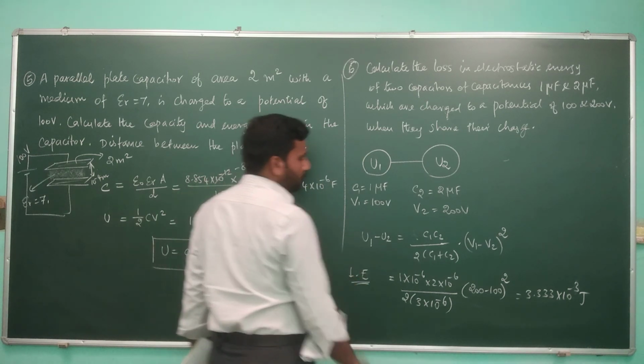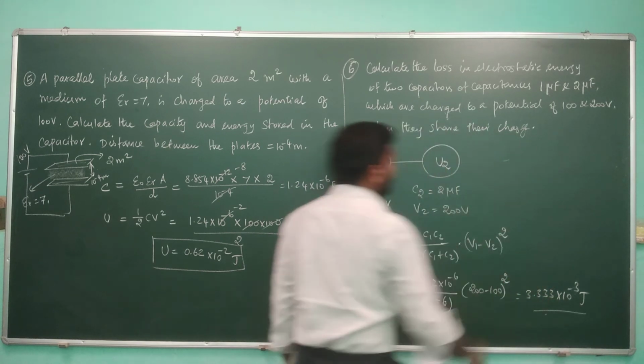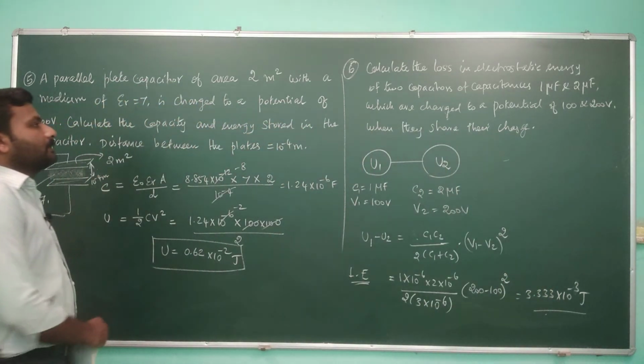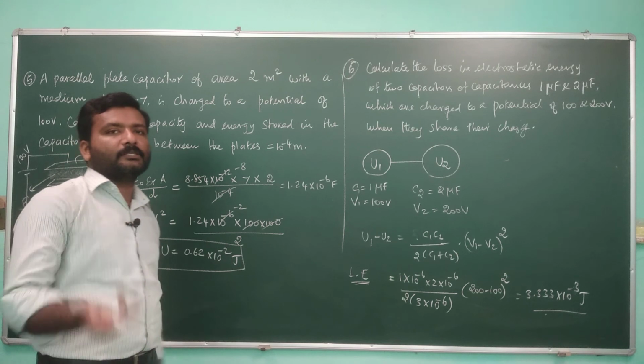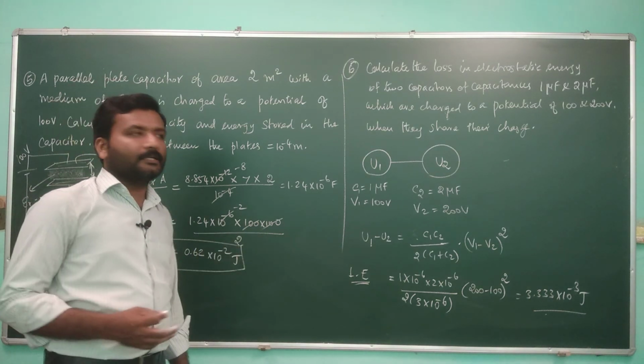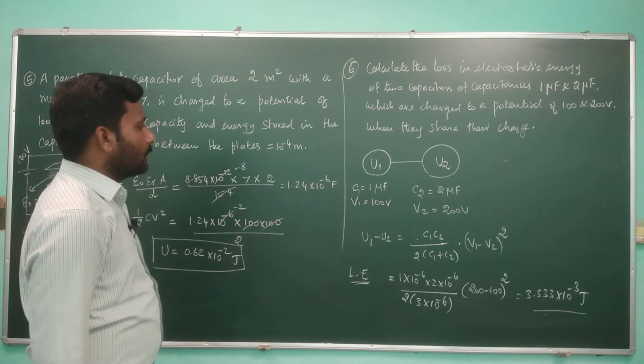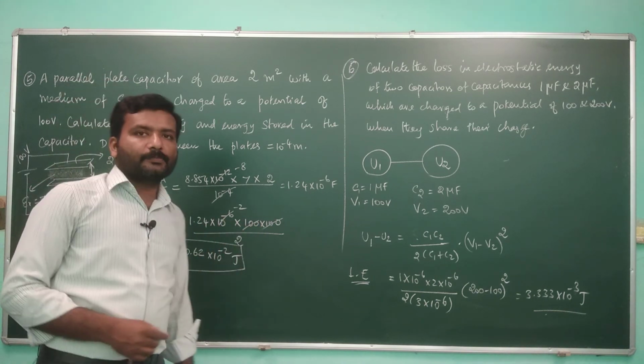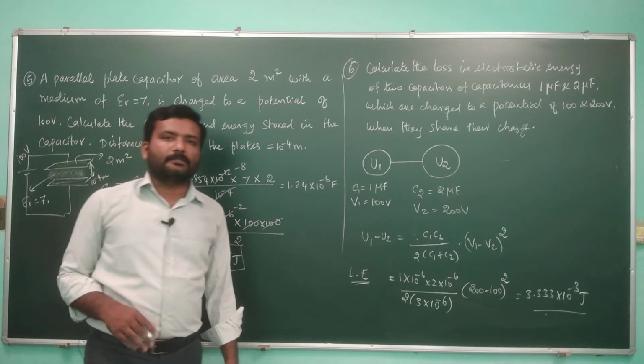That is the loss of energy. In this way, you have to read the question and understand what is asked. You picturize the problem. Then you try to apply the relevant equation, what is given, what is to be asked, how to rewrite the equation. Then you can substitute the parameters, then you will get the answer. This is the simple idea.